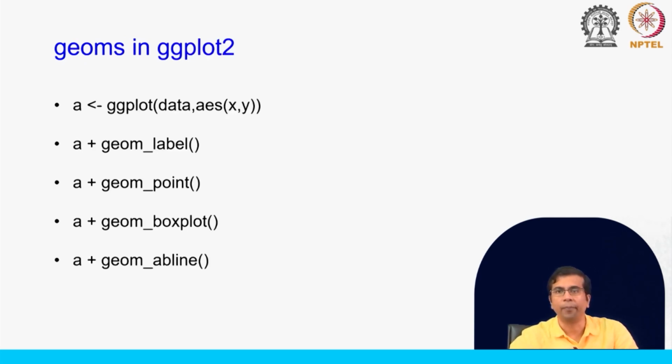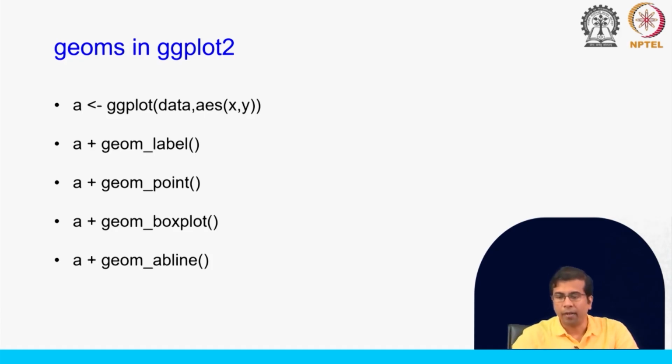So, here is, very briefly, just to mention how this will work, right. You might say we will create the ggplot first, right. So, this ggplot, and then data, and then aesthetics, okay. And we store this in this variable A, okay. Now, on top of that, we can use the geoms, okay. What are these geoms? We can say A plus geom_label, A plus geom_point, A plus geom_boxplot, A plus geom_abline, right. So, we can create a line. This is something that is possible, okay.